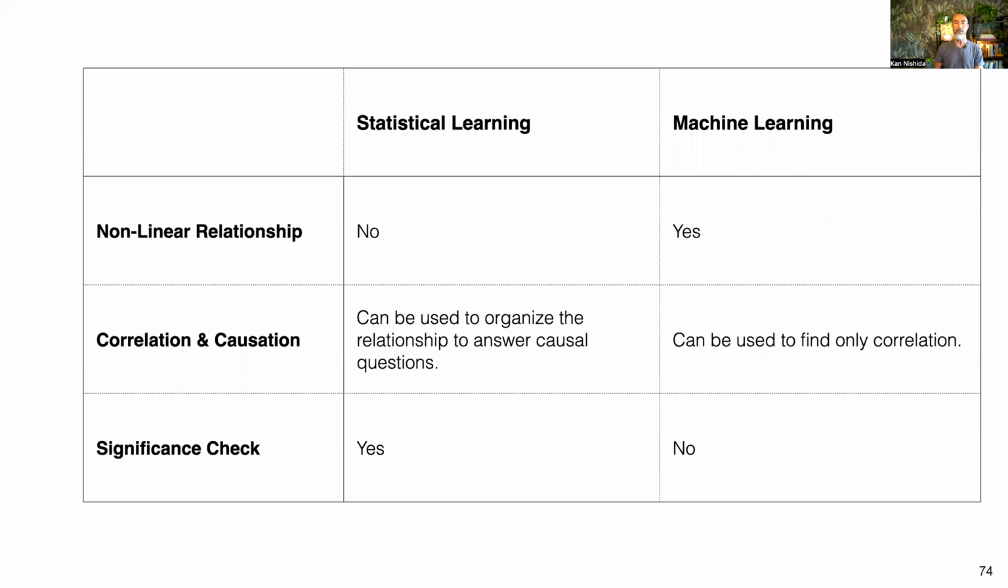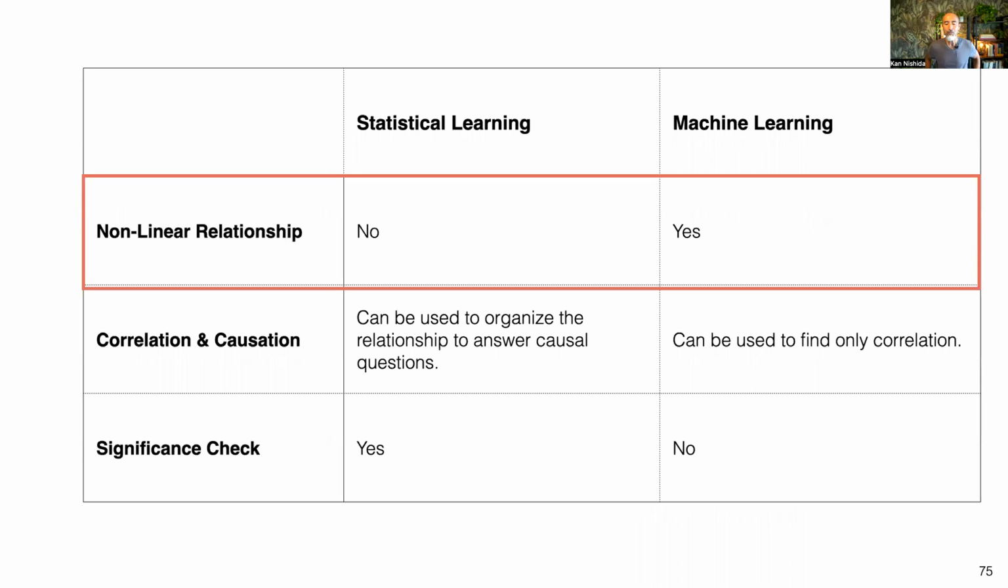So there are some differences. One of the main differences is here, the nonlinear relationship. Statistical learning models, because the foundation, the mechanism of statistical learning, is using a formula. Therefore, it cannot really change, it cannot be really flexible to fit with actual data, right?